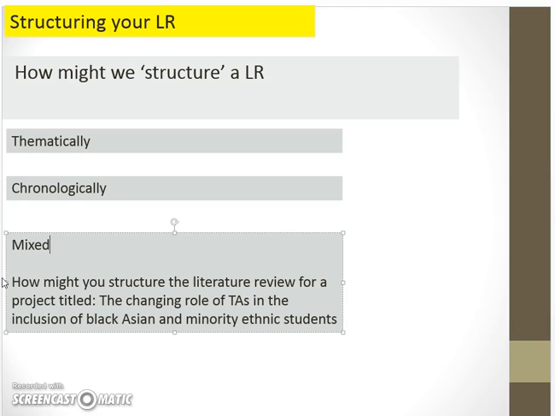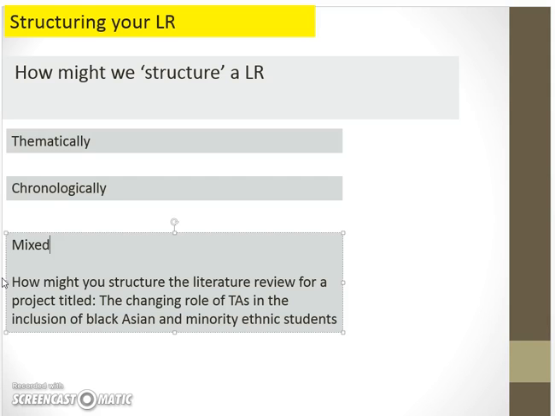We then might want to have another section which explores the theme of inclusion. So this would be a thematic section. And then lastly, we might want to explore the issue of inclusion of Black, Asian and minority ethnic youth in education chronologically. Again, maybe from the period of 1960 through to the present day. This would then represent a mixed approach to structuring your literature review.